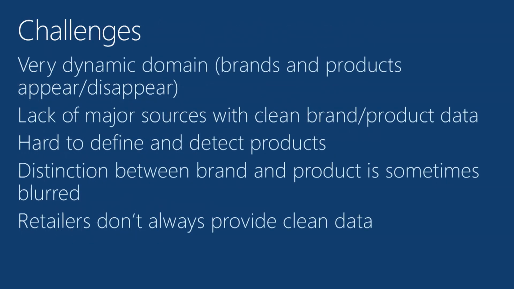Sounds simple and trivial, but there are a lot of different challenges here. The first one is this is a very dynamic domain. So you've got different brands and products, they appear and disappear as we go. There's a lack of major sources with clean brand and product data. So Wikipedia will cover Nike and Adidas, but for the torso and tail of the distributions, there's basically nothing, absolutely nothing. It's very hard to define and detect products. And sometimes the distinction between a brand and a product is kind of blurred. It's very difficult to see. And retailers aren't always going to provide clean data.